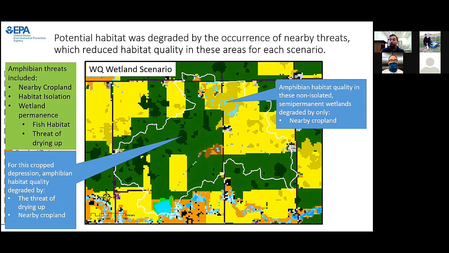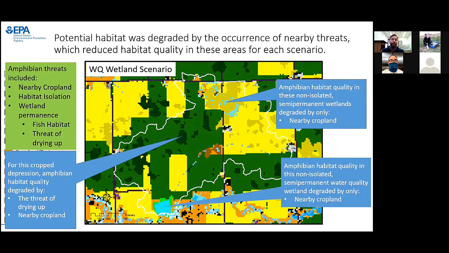In scenarios where modeled water quality wetlands were constructed at the base of the catchment, this semi-permanent water quality wetland would only be degraded by nearby cropland, as it is not isolated from other wetland habitat in this case, and is semi-permanent and therefore unlikely to provide fish habitat or regularly dry out.